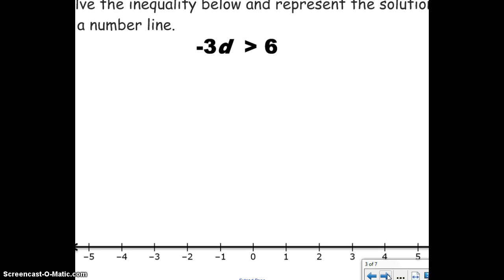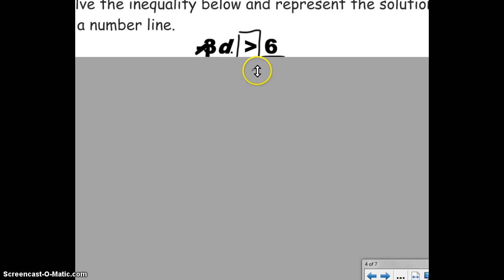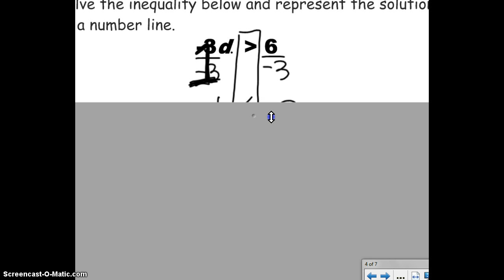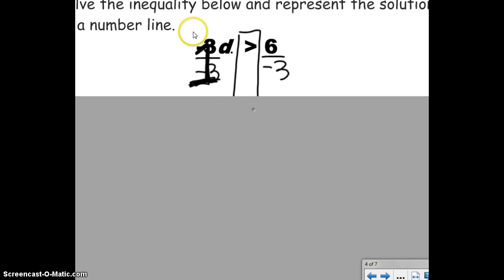As I look at my next example, negative 3d is greater than 6, I ask myself what operation is with the variable, and that is a multiplication. To undo multiplication, I divide. As I divide, I'm going to divide by a negative 3 because that's what I'm multiplying by.